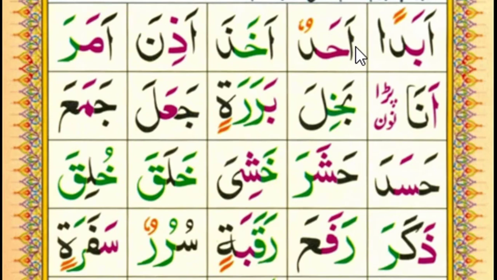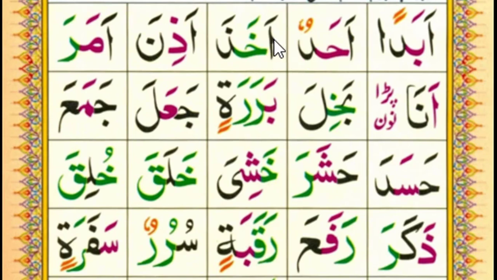The next is Hamza, Fatha, A, Ha, Fatha, Ha, Aha, Dal, double Dammah, Dun, Ahadun.